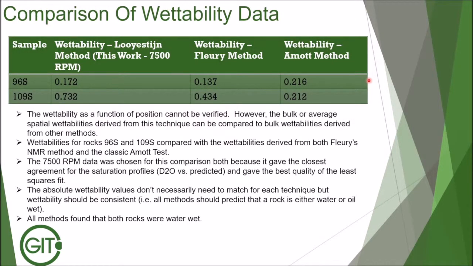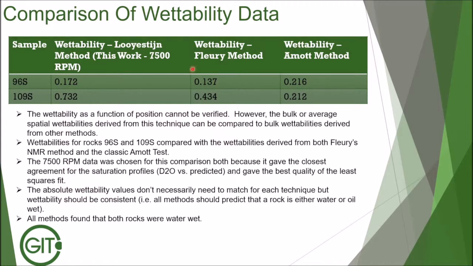At both 3,000 and 7,500 RPM, the rock is predicted to be neutral wet. As I said earlier, the wettability as a function of position cannot be independently verified. However, the bulk or average spatial wettabilities derived from this fitting technique can be compared with wettabilities derived from other methods. This was done for rocks 109S and 96S, by comparing the predicted wettabilities with those derived from both the Fleury NMR method and an Amott test. The absolute wettability values don't necessarily have to match for each technique, but wettability should be consistent for each method. For example, all the methods should consistently predict that a rock is either oil or water wet.